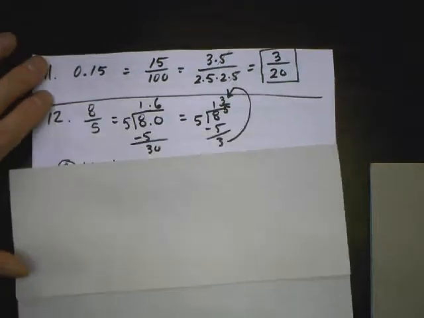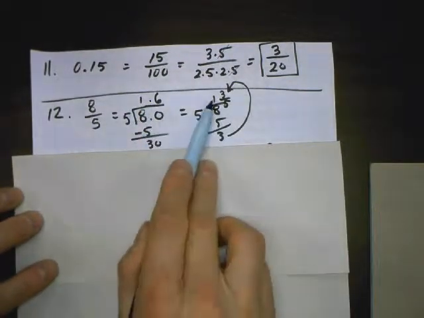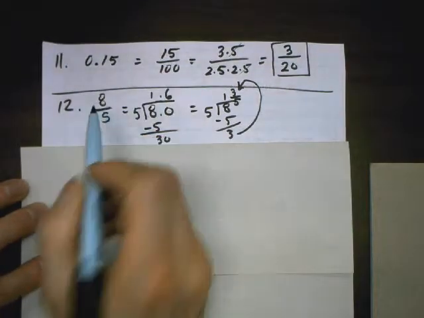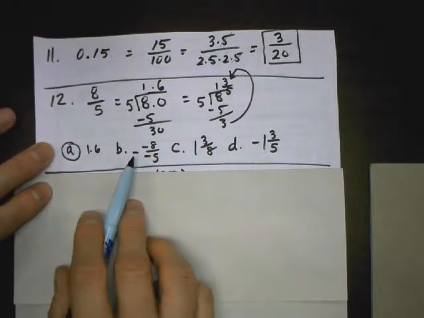12, which number below is equivalent to 8/5? Well, 8/5 is the same as 1.6. I divide in and out. It's also the same as 1 3/5, dividing in and out. There are no negatives, so it should be a positive answer. If I look at my options, 1.6, yep, that works.